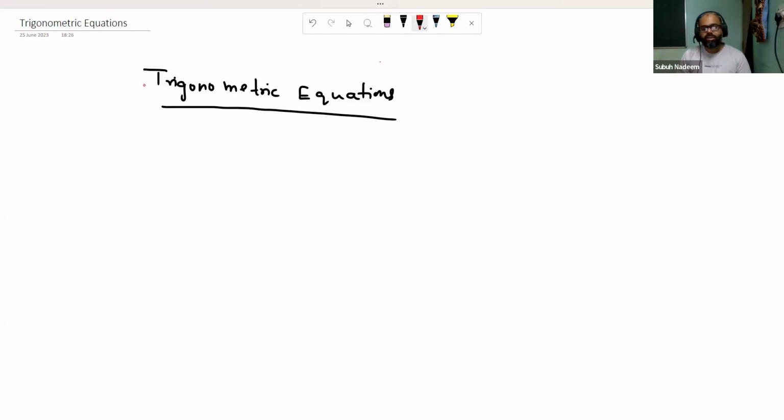So, trigonometric equations we are doing today. In the last class, we did some of the trigonometry, allied angles and all. Trigonometric equations basically is finding the value of the angle. So, suppose it is given that sine theta is equal to 1 by 2. Can you tell me what is theta here?